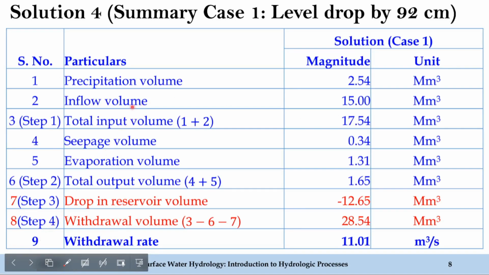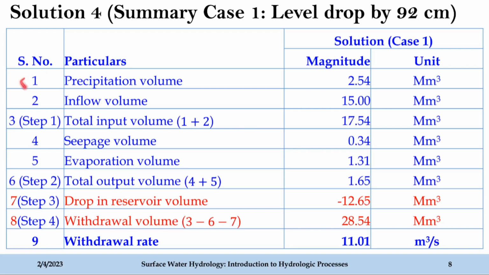So this is the summary of whatever the processes that we have done. Firstly, we identified the precipitation volume, which came as 2.54 millimeter cube. Then we also estimated inflow volume, which came as 15 millimeter cube. So in step 1, our objective was to find out the total input volume. So we added the precipitation volume and inflow volume.